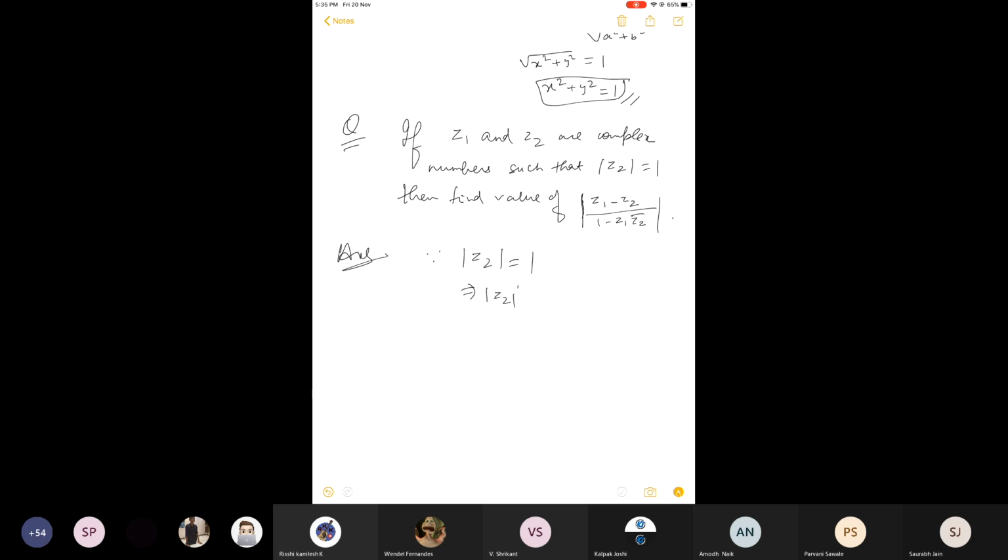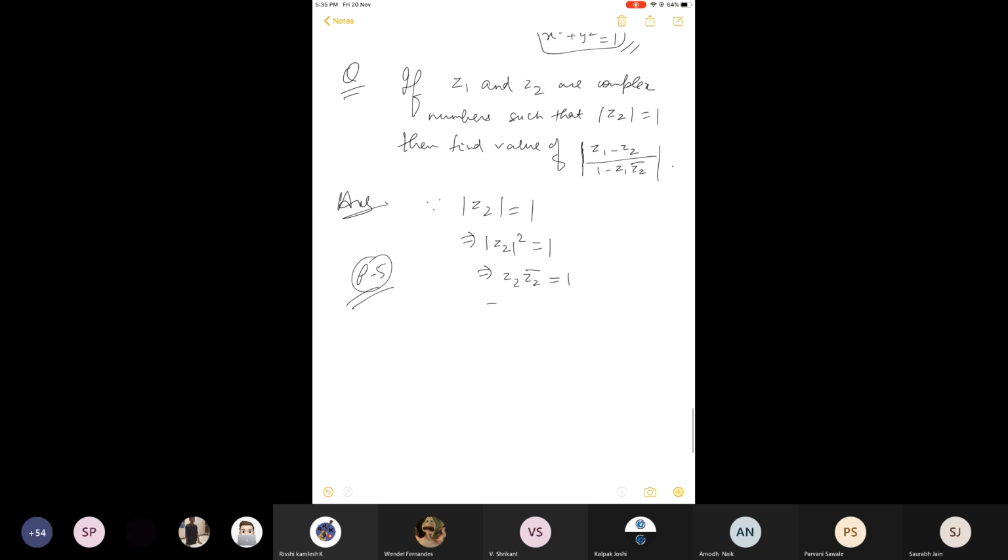Square both sides. Squaring both sides, this comes out to be Z2 Z2 bar is 1. Remember the fifth property, property 5. Now in place of Z2 bar, I can write 1 by Z2. Similar working was there in the second question.